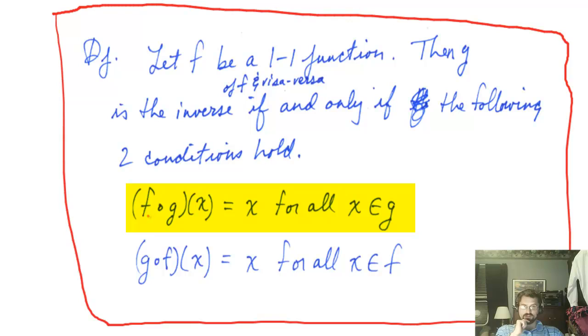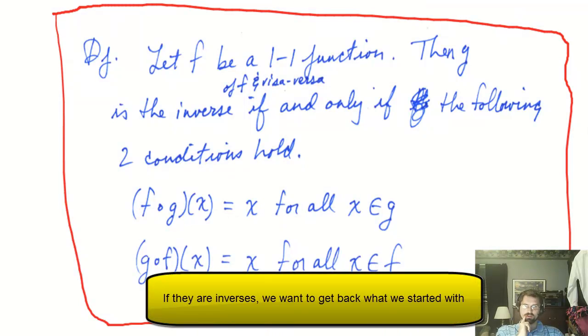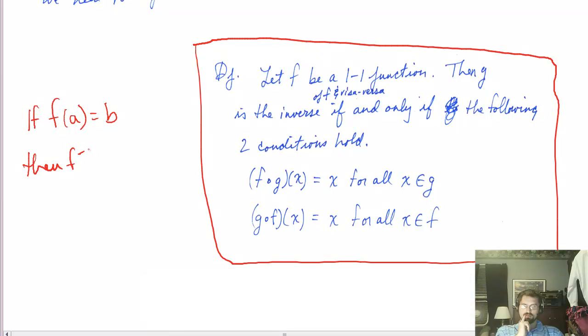The first one is the composition of f of g of x has to equal x for all x belonging to g. And the other one is g of f of x has to equal x for all x belonging to f. Well, what does that mean? That means if I take in x, the first condition means I take x, I plug it into g, and I get g of x. Well, when I take g of x and plug that result into f, it should give me back x. Remember what I said earlier. If f of a equals b, then f inverse of b should give you back a.